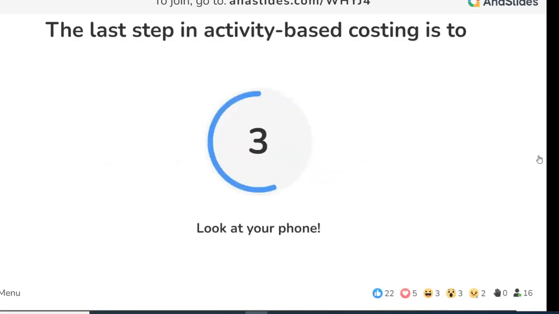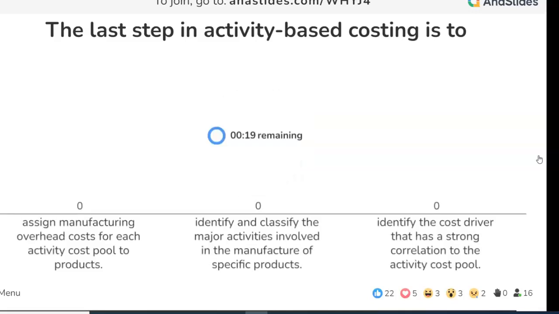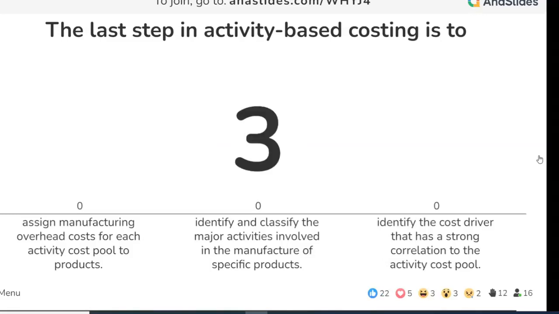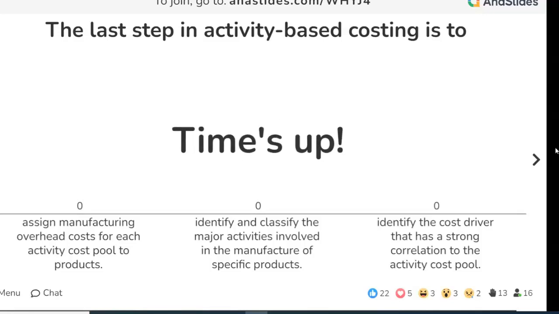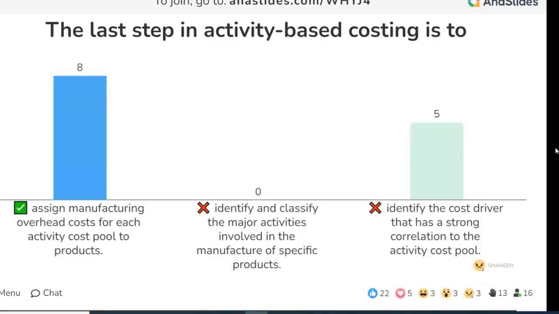The last question, and we'll see who we have as a winner. The last step in activity-based costing is to assign manufacturing overhead for each activity cost pool to products, identify and classify the major activities involved, identify the cost driver that has a strong correlation. Okay, what do we have? Time's up. Good.